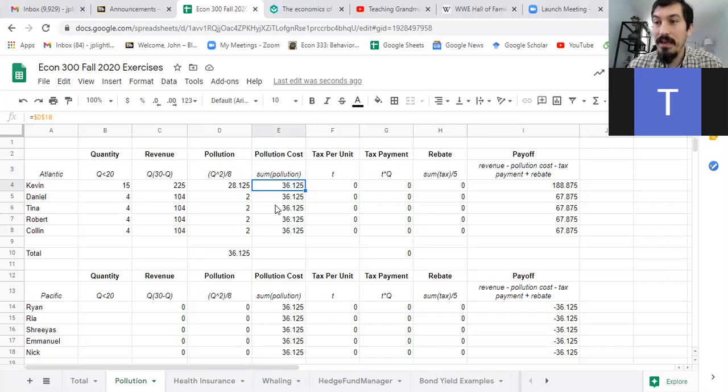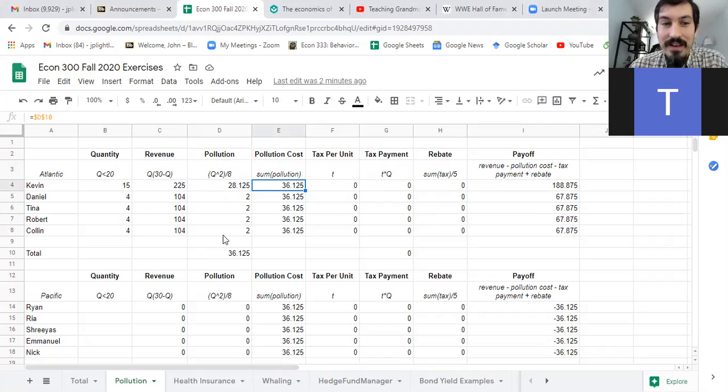And everyone has to pay it. Everyone pays the 36.125. So even Daniel, who's got a revenue of 104, has to pay the same pollution as Kevin because it's being imposed on everyone. And this is how your payoff will be determined, equal to your revenue minus your pollution cost. Does everyone understand that? And we'll worry about taxes later. If there's time, we'll start talking about maybe you want to impose some taxes.